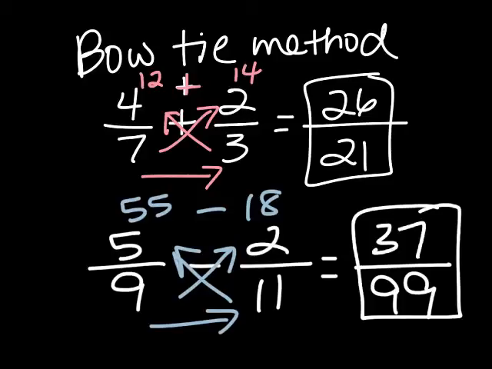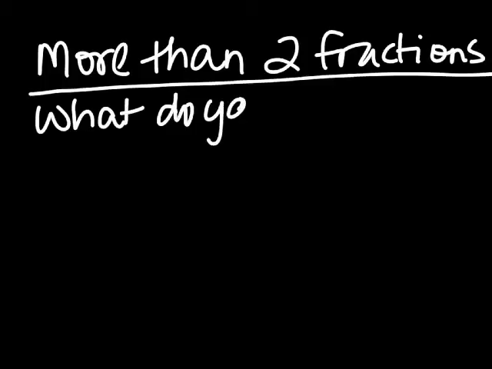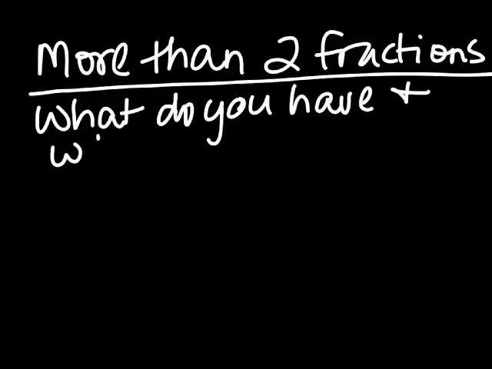All right, last thing, we need to have more than 2 fractions to add together. More than 2 fractions. Okay? So, you can use bow tie method, but you're going to kind of use the what do you have and what do you need?